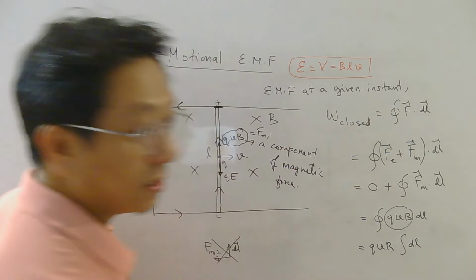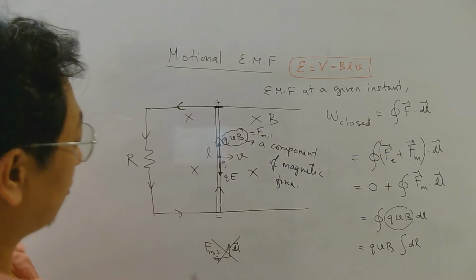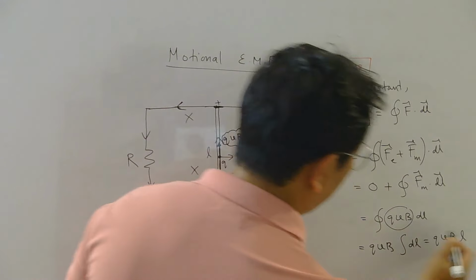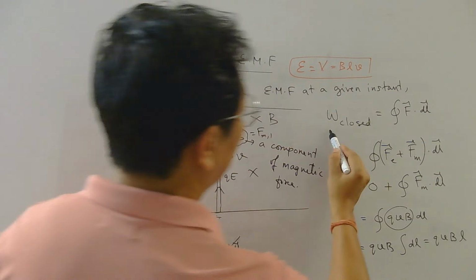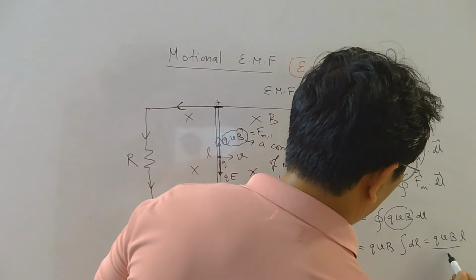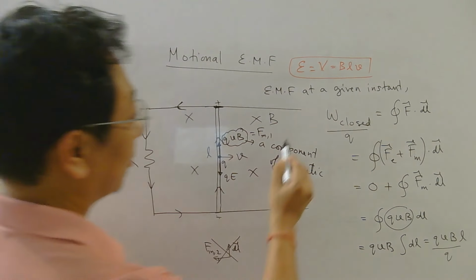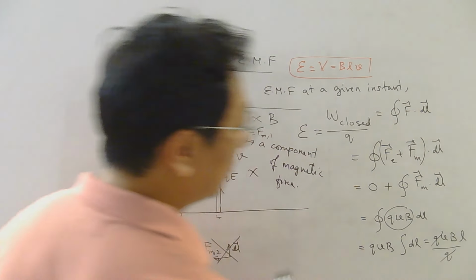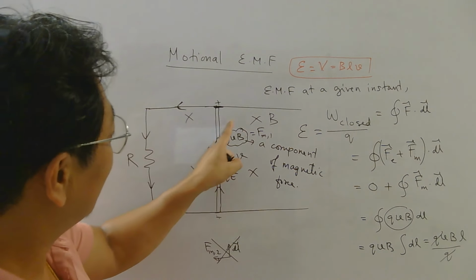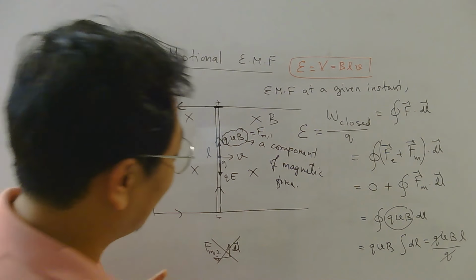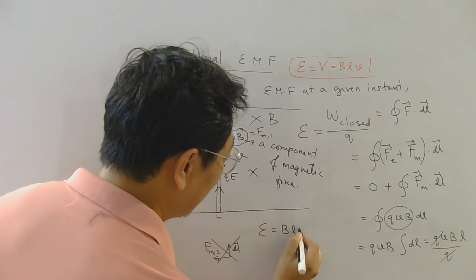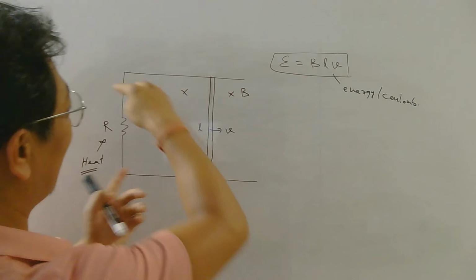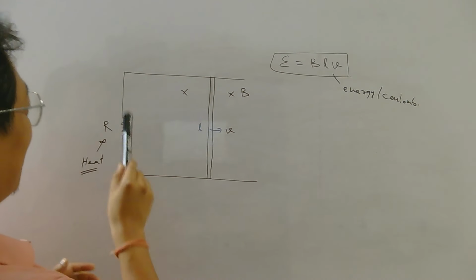So this closed integral can be now replaced by an open integral from here to here, and that will give you the total length of the rod L. And then if you divide this work done by charge Q, that is called motional EMF, isn't it? So this time, which is the non-conservative force which did work? It is this component of magnetic force. And what is the formula? BLV.